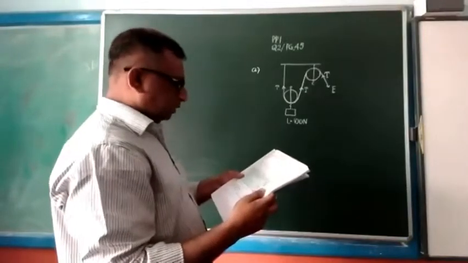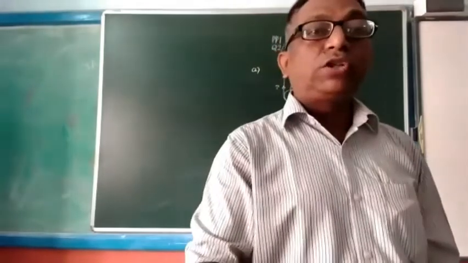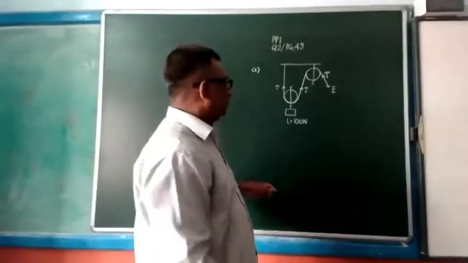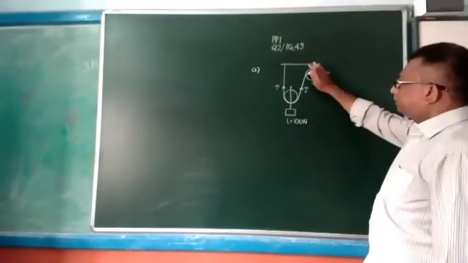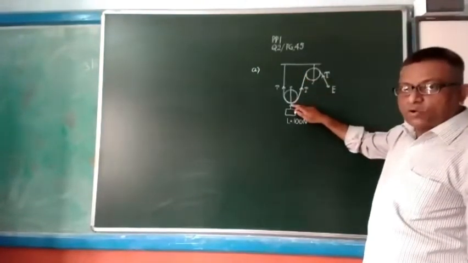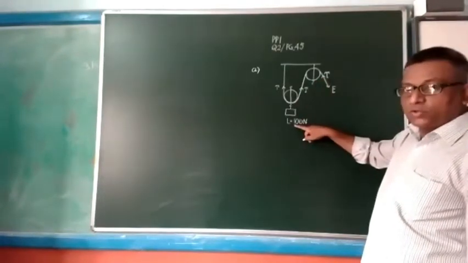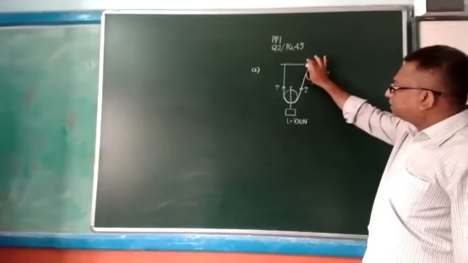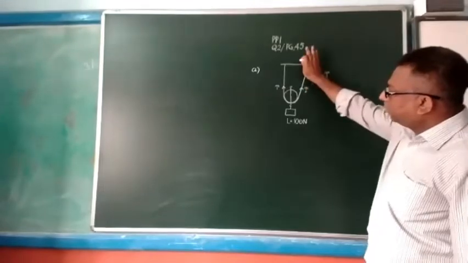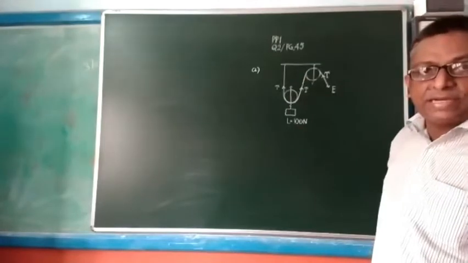What is the purpose of the fixed pulley? The purpose of the fixed pulley is to change the direction of applied effort. Are you observing? If this pulley is removed, what is left? Only this mobile pulley. If a person needs to lift this load, then in the absence of this fixed pulley, the person has to apply effort at this end of the rope in the upward direction, which is not convenient.